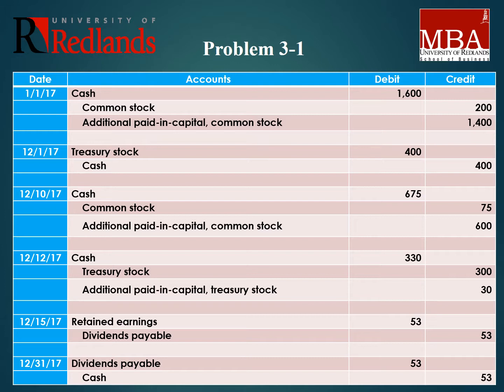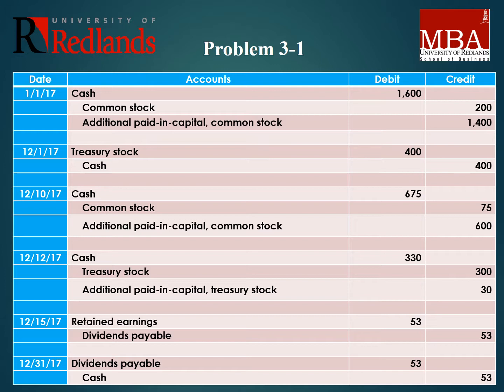On December 10th, we issued 75 shares to another investor at $9 per share in order to secure additional financing. Similar to transaction 1, but now at $9 per share, we would debit cash for $675, which is the 75 shares at $9 per share. We would credit common stock for the par value of 75, and the difference would go to additional paid-in capital on common stock, $600.